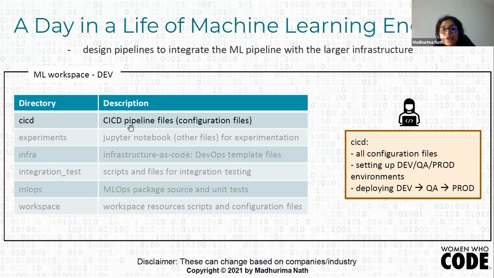So CICD would be all your configuration files. Think of it as setting up your dev environment, QA environment, and so on, because you always have to go from dev to QA to prod. So all of those configuration files will be there, setting up those environments, and all the requirements that are needed, like access, key vault, etc., all the things that I don't honestly know of, but all the files would be sitting there. And this is where you'd work closely with a DevOps person as well.